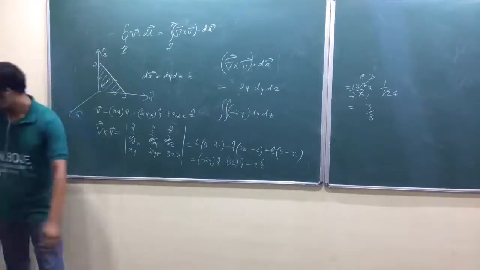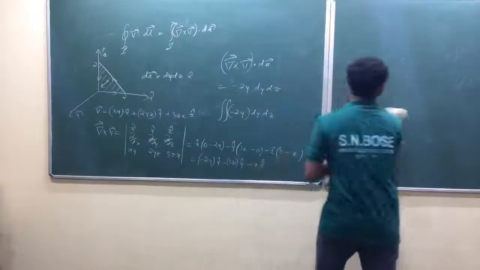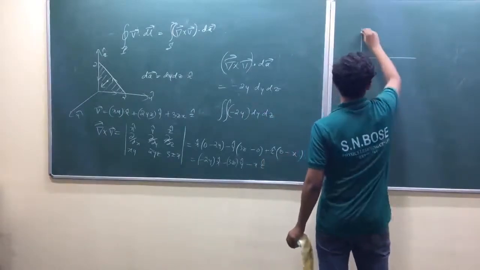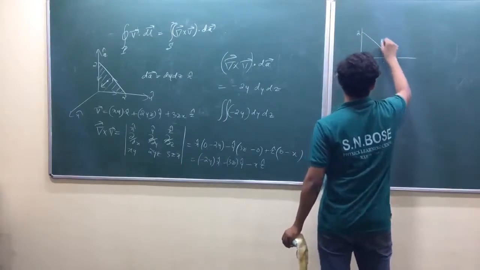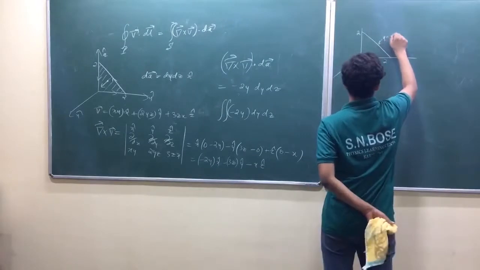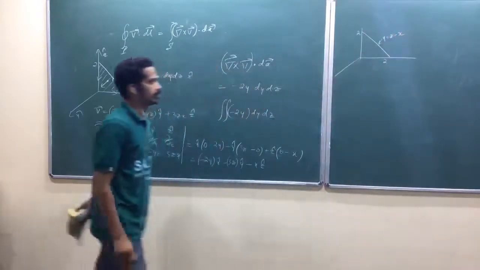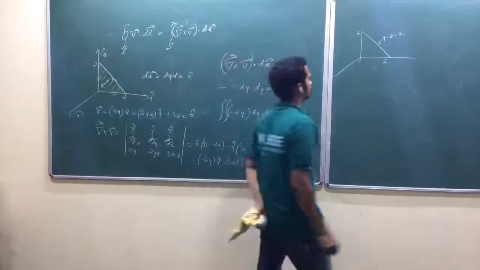Is that okay? So now again the same technique. Shall I draw it here again? Again the same technique. So 2 here, 2 here. What is this equation? Y equal to x, 2 minus x. Check it out. Slope equal to minus 1 again. Y intercept equal to 2.